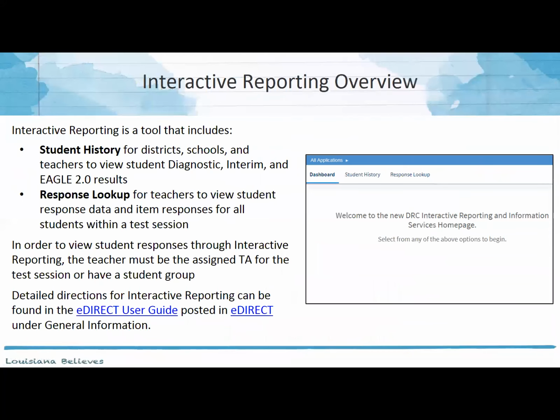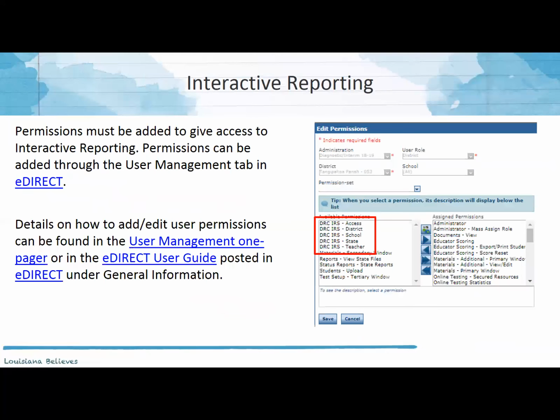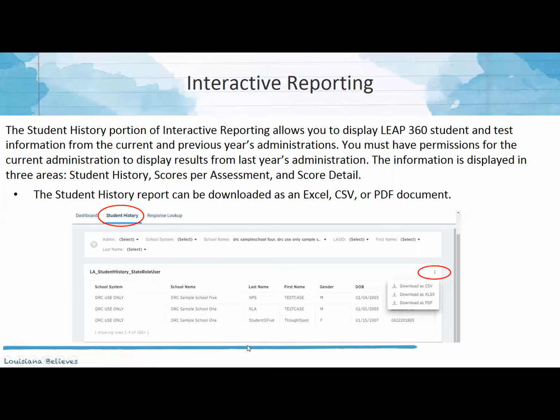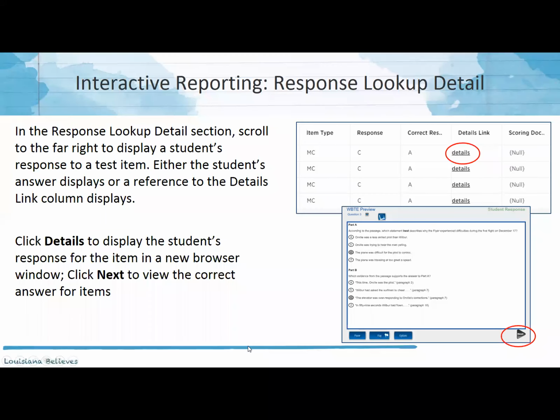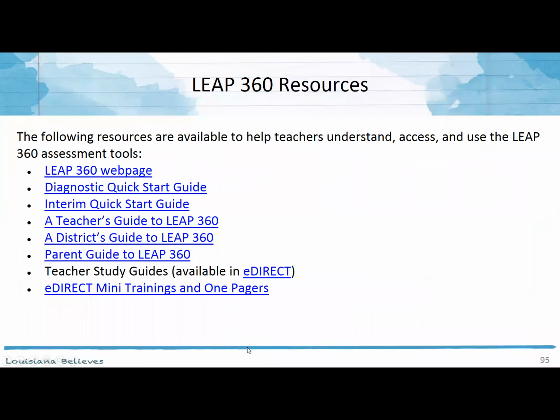We also have interactive reporting that was released a few weeks ago that has student history and response lookup. So this is a tool for teachers to be able to review the history of LEAP 360 assessments for a student and also to look at individual students' responses. This is particularly helpful for technology enhanced items, so teachers can see a screenshot of what the student did on the technology enhanced item. The next few slides are refreshers on how to give permissions and how to access these sections in interactive reporting, but these are not new, so I'll skip through those since we are short on time.